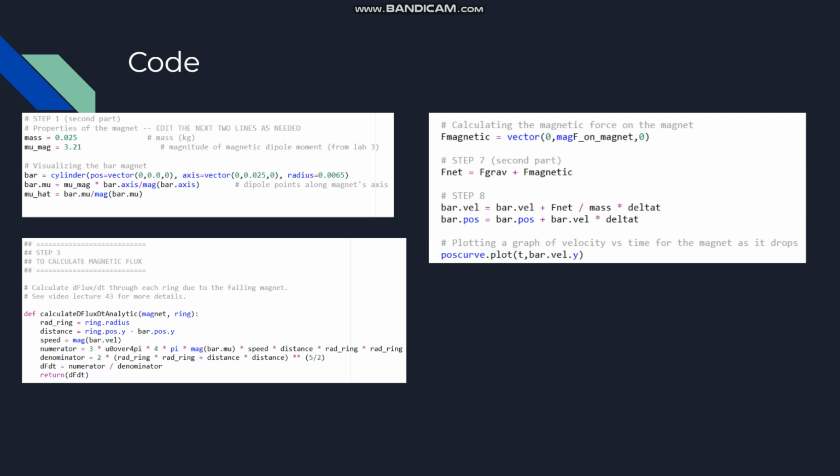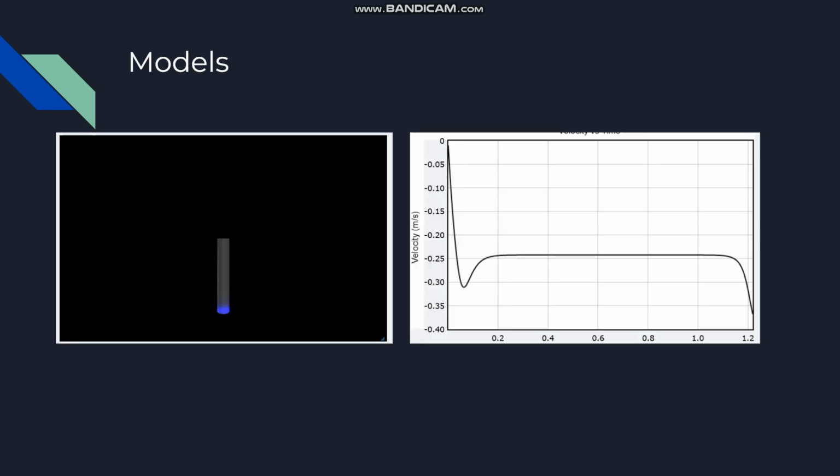Here's some of the code. The calculations here are to calculate the speed it's going down, and it incorporates the magnetic effects from the aluminum. That's going to be Lenz's law, trying to bring it back to equilibrium, as well as the force of gravity trying to bring it down. So this code incorporates all of that.